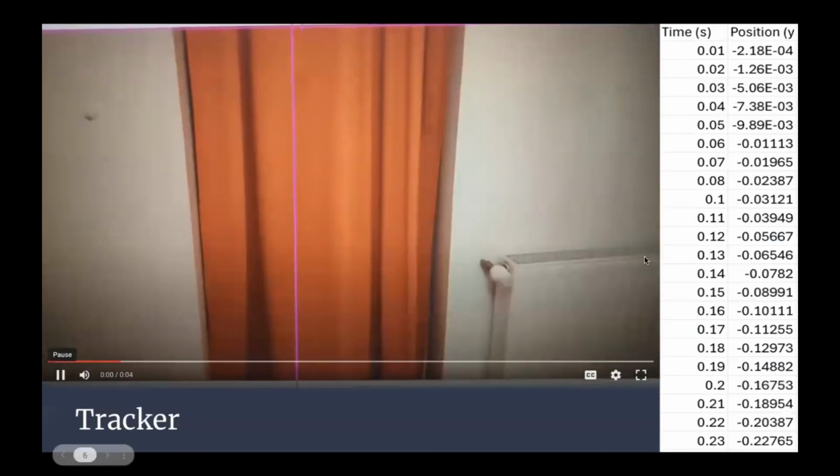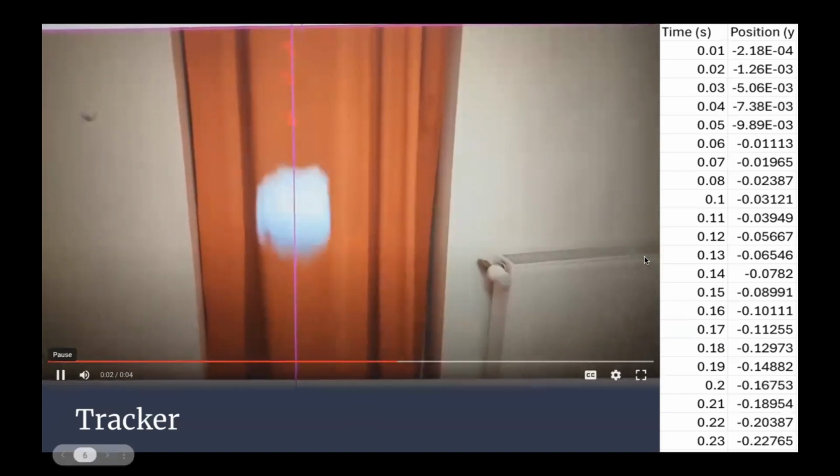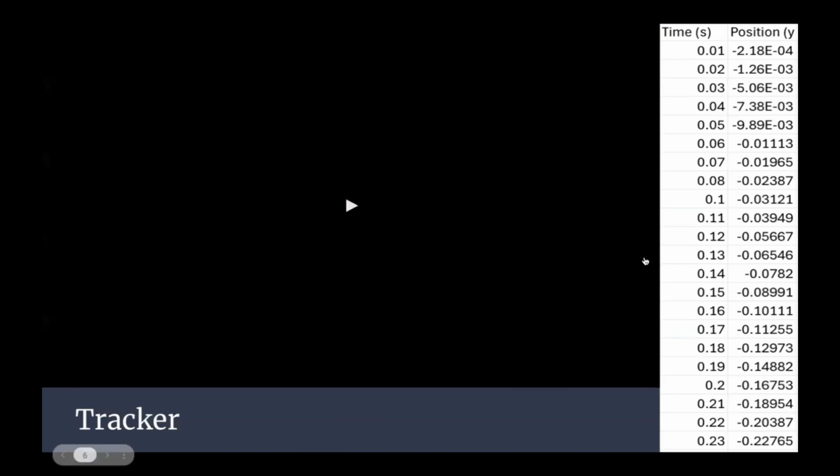Here is the tracker video following the ball downward. Next to the tracker video is the results taken from the tracker app of the position over the time it was falling.